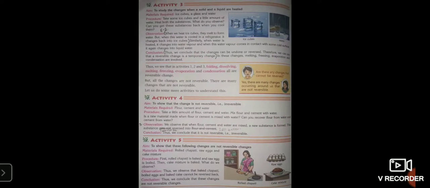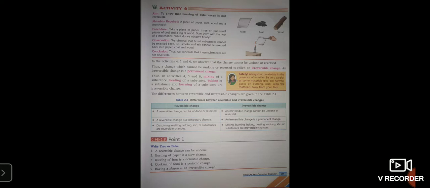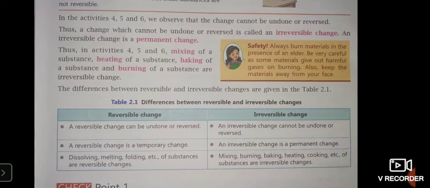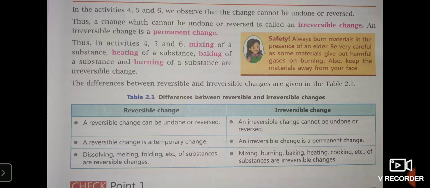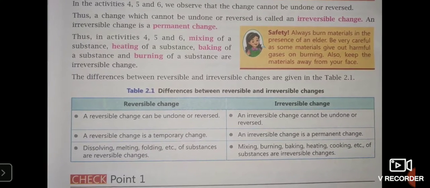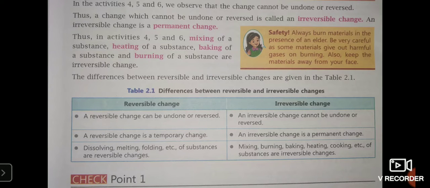Just to summarize, students, we have learnt types of changes. We have done slow changes, fast change, desirable, undesirable, periodic, non-periodic, reversible, irreversible. Let's understand first the difference between reversible change and irreversible change. You can freeze the frame of this particular section and write down the difference between reversible and irreversible change in your notebook. Now you can see a reversible change can be undone or reversed. An irreversible change cannot be undone or reversed.